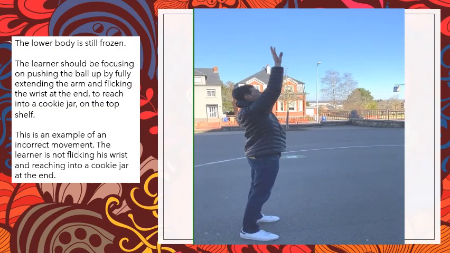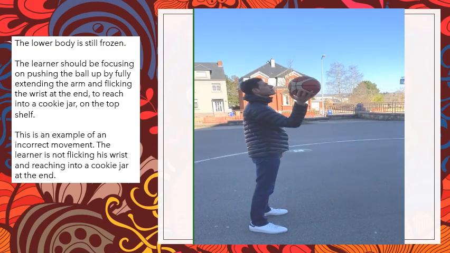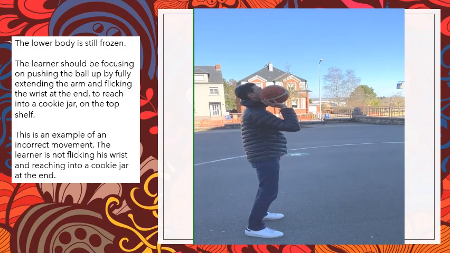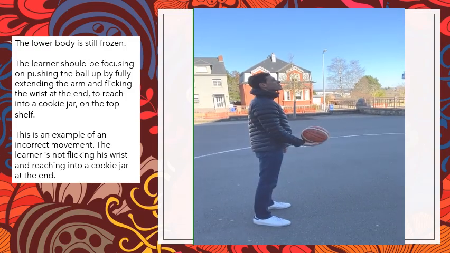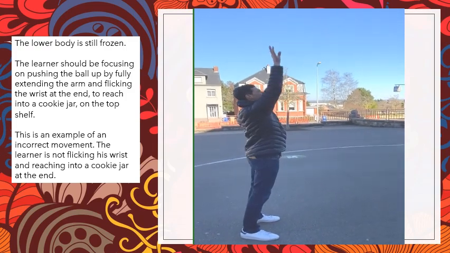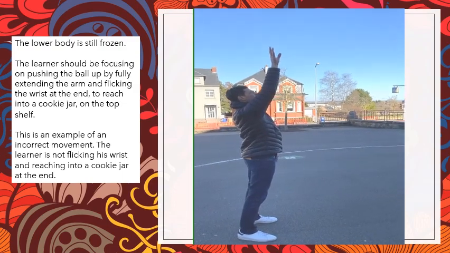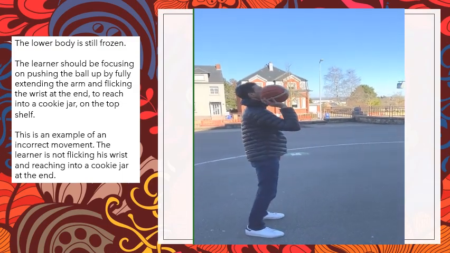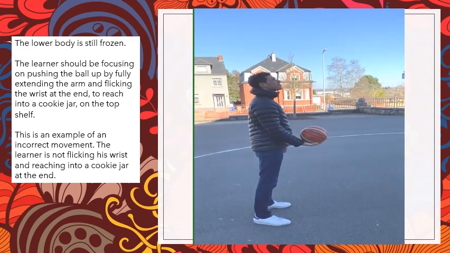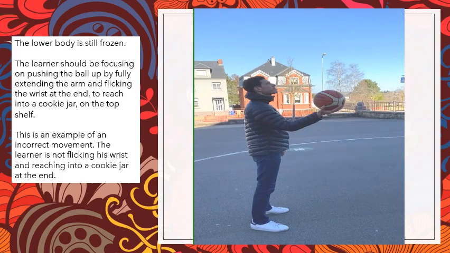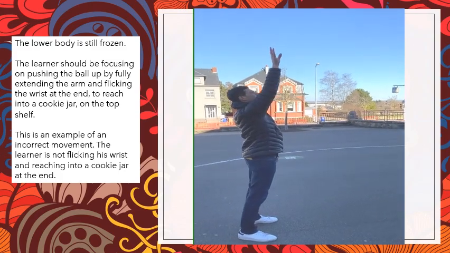Here, the learner still has the lower body frozen. He should be focusing now on the shooting arm, pushing the ball up fully by extending the arm and flicking the wrist at the end to reach into a cookie jar on the top shelf. Here is an example of an incorrect movement. The learner is not flicking his wrist and reaching into the cookie jar.